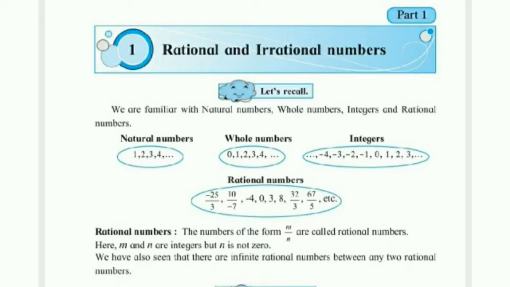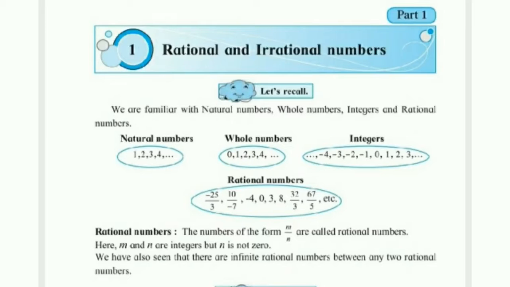In your previous standard, we have studied natural numbers, whole numbers, integers and rational numbers. So what are natural numbers? Natural numbers start from the number 1. That is 1, 2, 3, 4 and so on. What are whole numbers? Whole numbers start from the number 0. That is 0, 1, 2, 3, 4 and so on. Next is integers. Now integers consist of negative numbers as well as positive numbers and the number 0. So minus 4, minus 3, 2, 3 and also the number 0 is an integer.